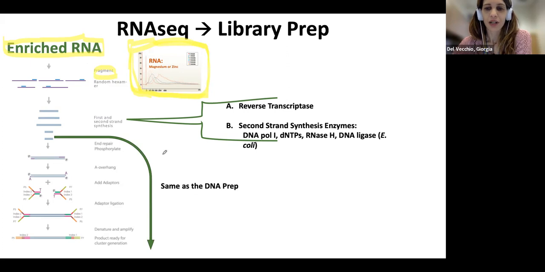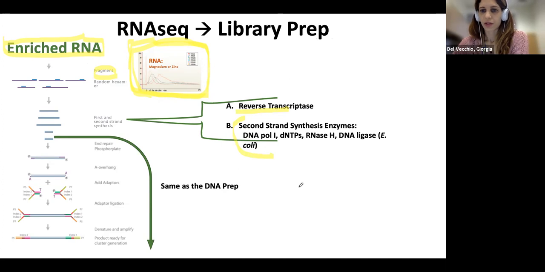we can proceed with the library prep as usual. After fragmenting the RNA and of course, obtaining the double-strand DNA, so the reverse transcription we were talking about before. So we are going to reverse transcribe the RNA to obtain the first strand, and then we are going to synthesize the second strand. We can proceed as yesterday. So, end repair, A-tailing, adapter ligation, and same as for the DNA.